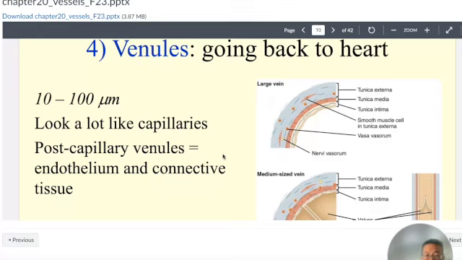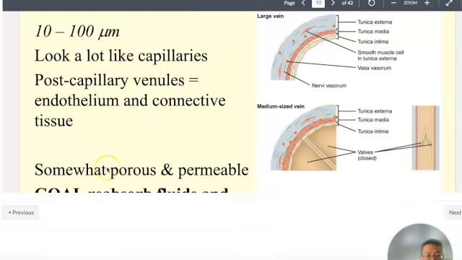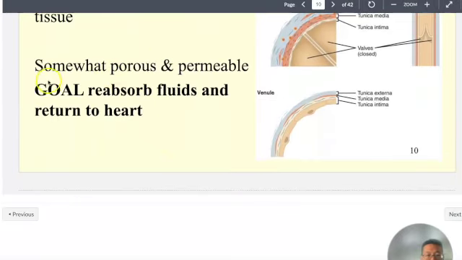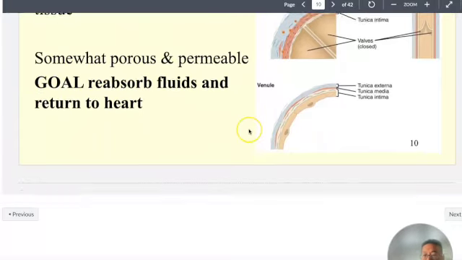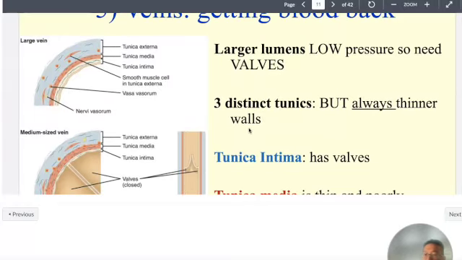Now going back to the heart, we have venules. They look a lot like capillaries. Postcapillary venules have endothelium and connective tissue. Somewhat porous and permeable. The goal is to reabsorb fluid and to return it back to the heart. The veins get bigger. They have a large lumen and low pressure, so they need valves. And you see here, these valves look like the semilunar valve.